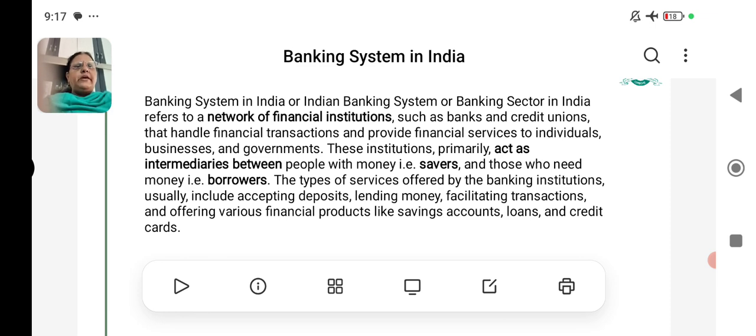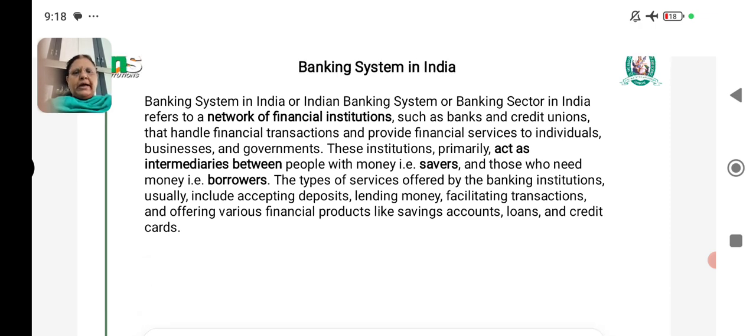These institutions primarily act as intermediaries between people with money, that is savers, and those who need money, that is borrowers. The types of service offered by banking institutions usually include accepting deposits, lending money, facilitating transactions, and offering various financial products like savings accounts, loans, and credit cards.